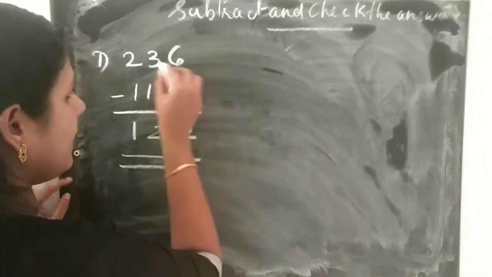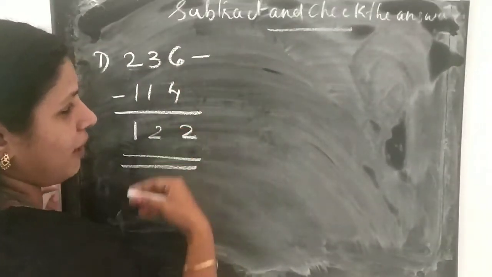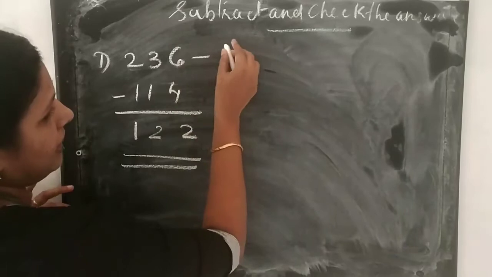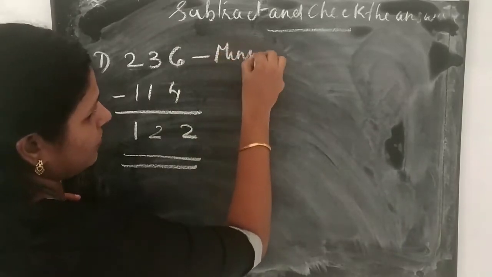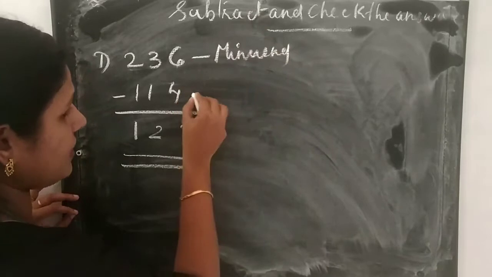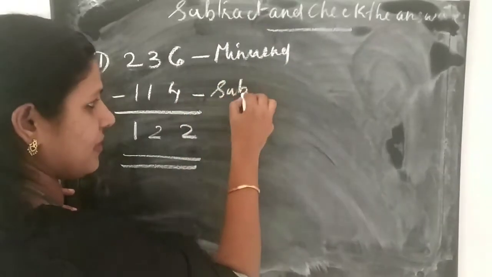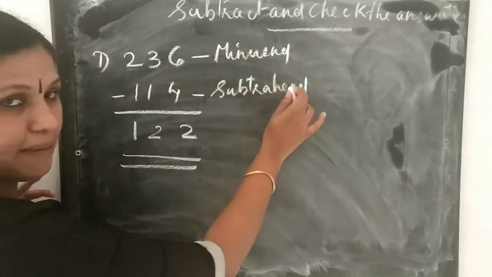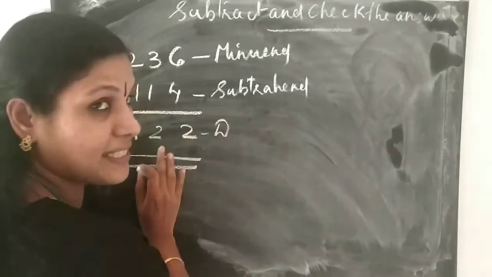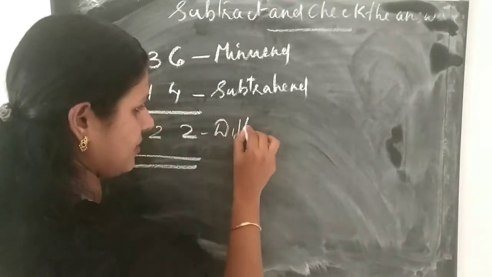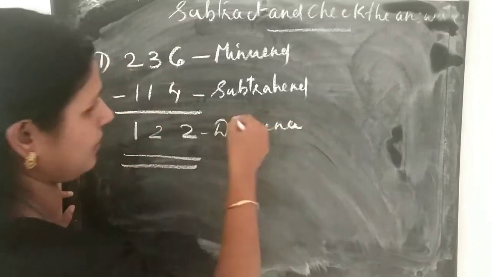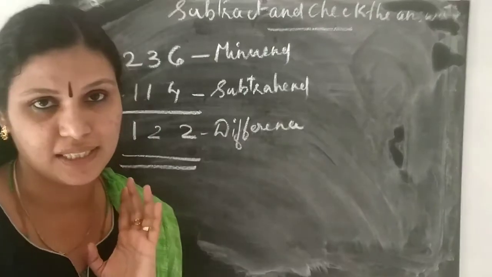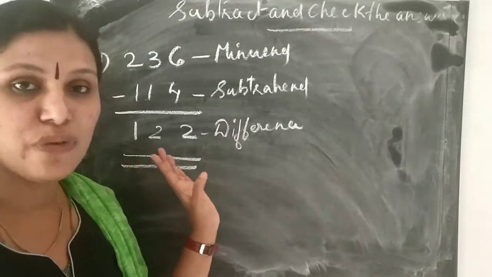Here, you will study this in detail in a later class. This is known as the minuend. This is known as the subtrahend. And the result is known as the difference. Minuend, subtrahend, and difference. We get the answer as 122.